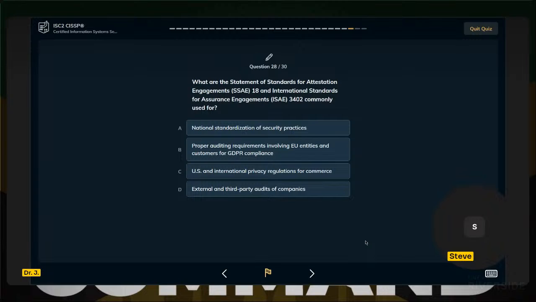Would that be B? Proper auditing requirements. Hold on, I thought it was D. I could be wrong. D. Yeah, third party, external and third party audits are coming. I knew it was auditing, but I just didn't know what part of auditing.